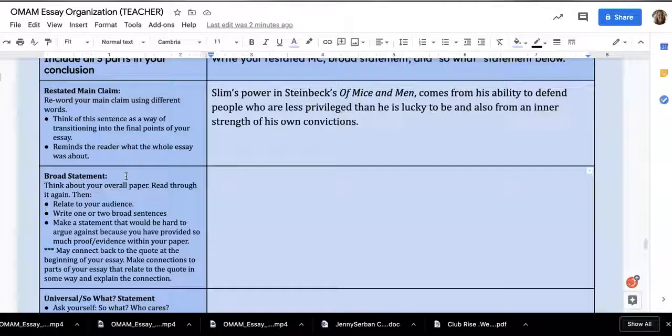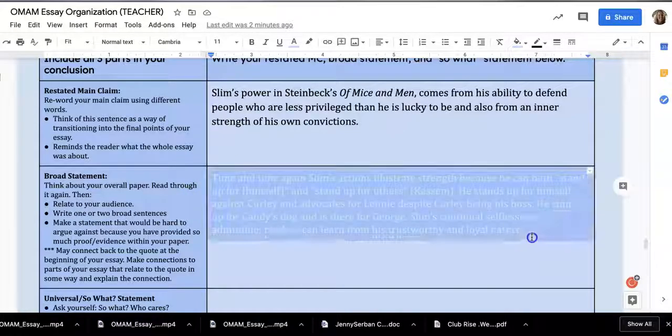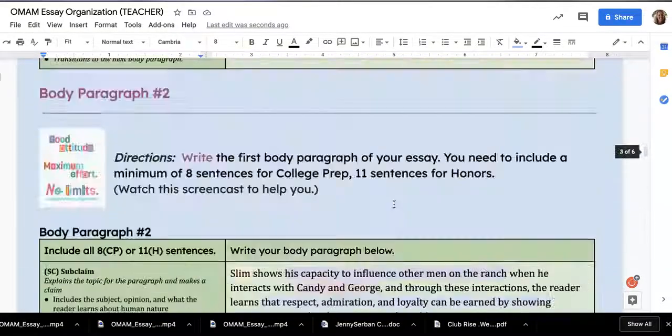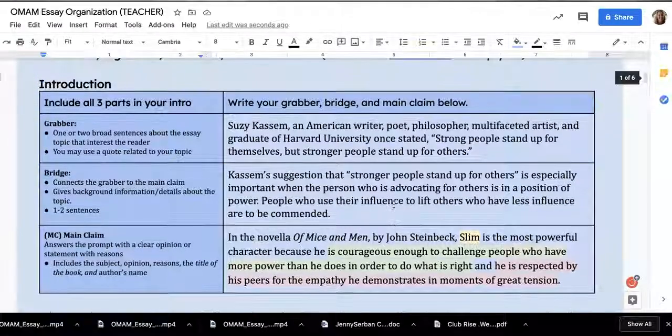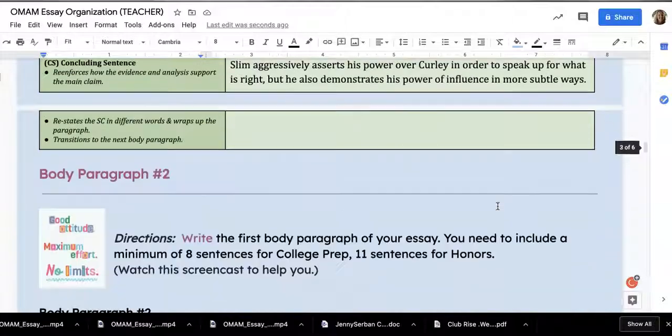Welcome back. Okay, now time to write the broad statement. So I reread my paper and this is what I came up with. Like I told you a couple minutes ago when I went over what a broad statement was, I decided to connect back to the quote at the beginning of my essay. And if you'll remember, I'm going to bring you back to that beginning. My quote said, "Strong people stand for themselves, but stronger people stand for others." So I decided to take portions of that quote and weave it into what I wanted to say.